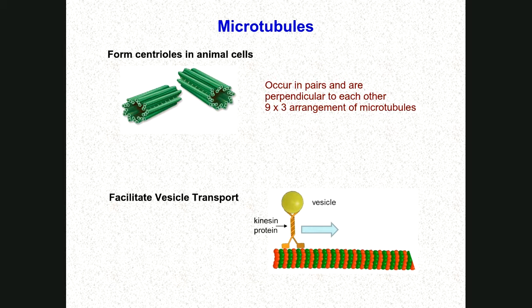They form the centriole in animal cells, the microtubules. The microtubules exist in the plant, but they don't form a pair of centrioles. And they facilitate the vesicle transport because they are always attached by a motor protein, like a kinesin protein over here. They're always attached to it.